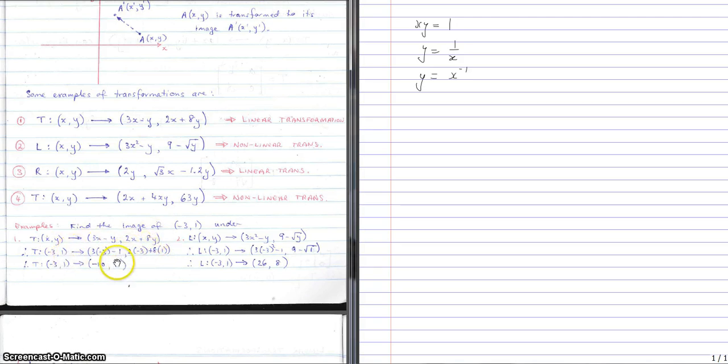And that gives us an answer of 2. So our image point is negative 10, 2. All right. Similarly, we do the same with this second one. Negative 3, 1 becomes 26, 8, according to these rules. 3 times x squared, so 3 times negative 3 squared. Negative 3 squared is positive 9. 3 9s are 27. Minus 1 is 26. And 9 minus the square root of y, the square root of 1 is 1. So 9 minus 1 is 8.